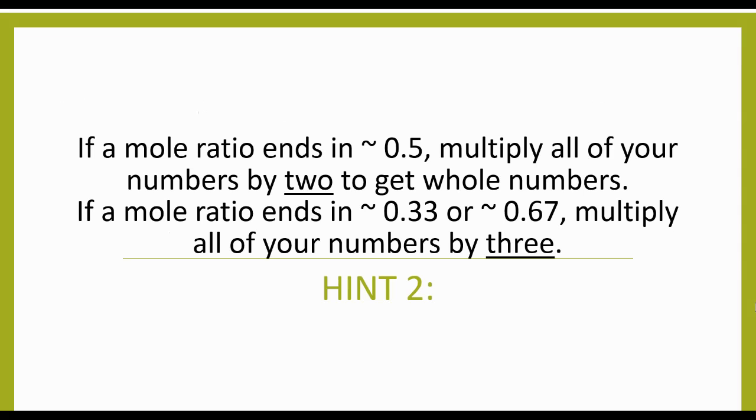Okay, next hint. If a mole ratio ends in about 0.5, we're going to multiply all of the numbers by 2 to get whole numbers. If a mole ratio ends in 0.33 or 0.67, we're going to multiply all the numbers by 3. Basically, the idea here is we don't want to have fractions. We want to have whole numbers as much as possible. So this will help get us to that whole number.